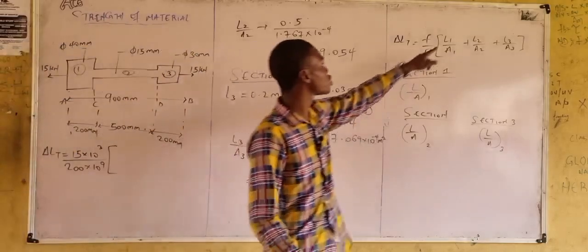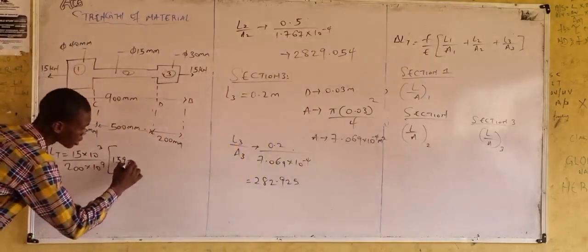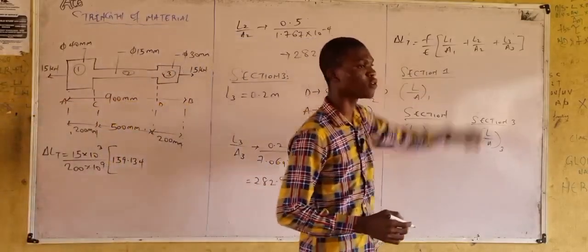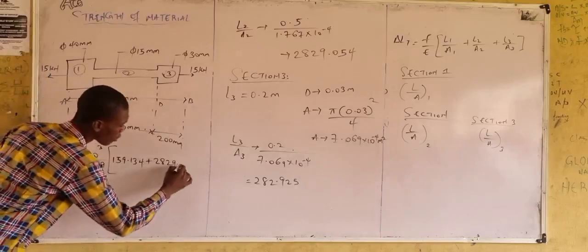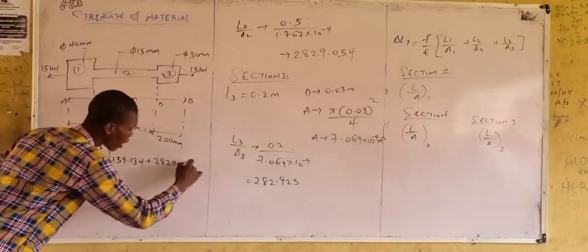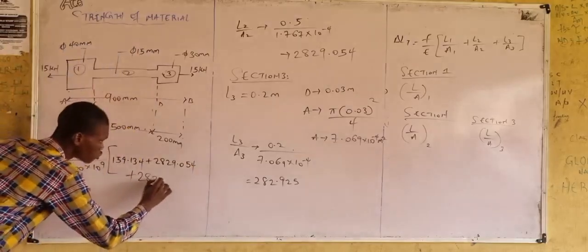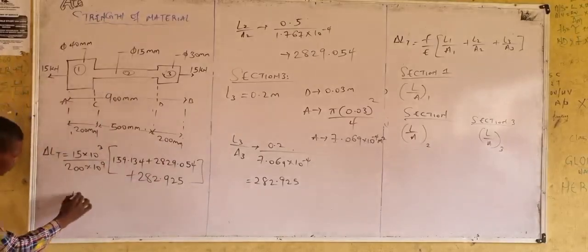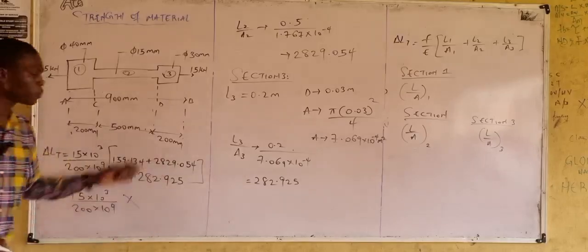In section 1, what's the ratio of length to area? 159.134. That's all. Okay, in section 2, what's the ratio of length to area? Plus 2829.054. In section 3, we have 282.925. Now let's get the summation of these values. What do we have? That will be 15 times 10 raised to the power of 3 divided by 200 times 10 raised to the power of 9, multiplied by the summation of these.